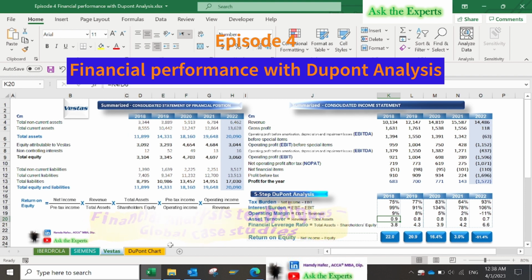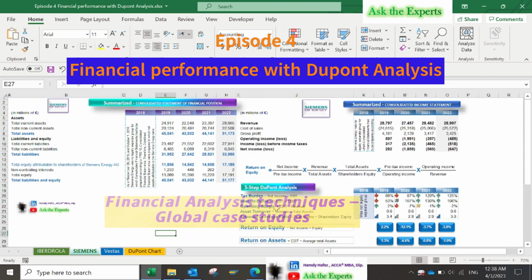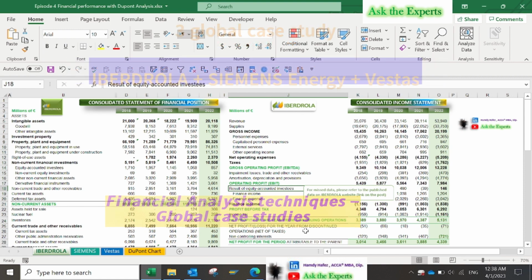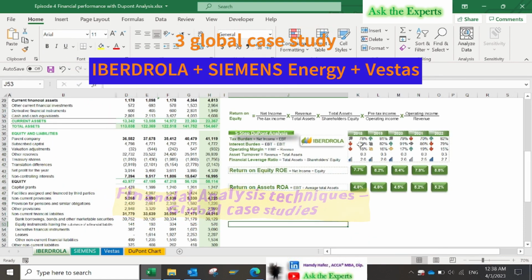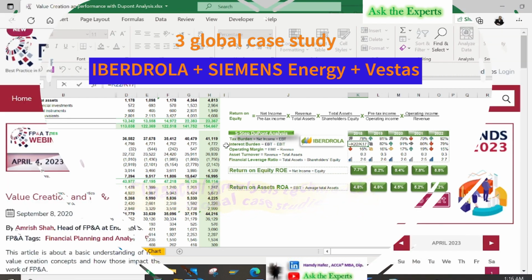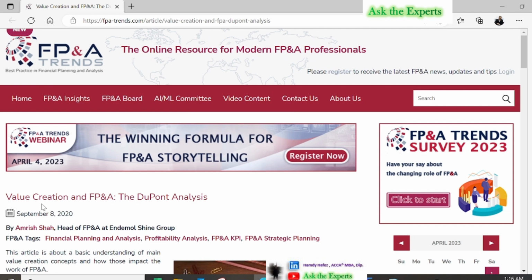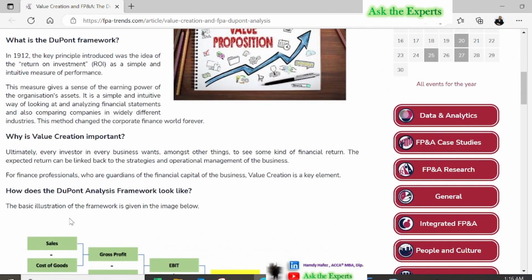Our topic today is the financial performance with DuPont Analysis, and the three largest global producers in the renewable energy industry will be our case study today. But what is the DuPont Analysis and what does it look like? As stated by Amrish Shah, it is a simple and intuitive way of looking at and analyzing financial statements and also comparing companies in widely different industries.